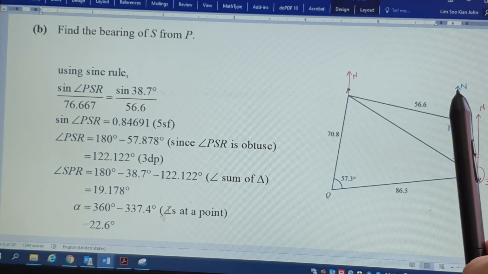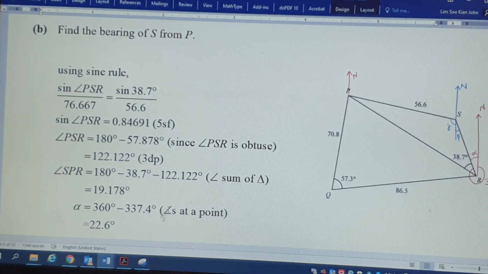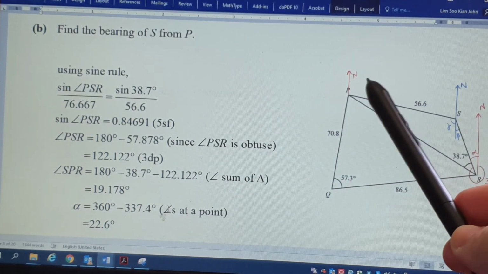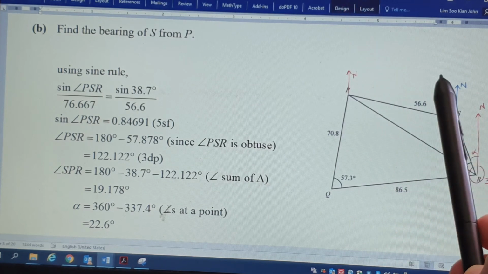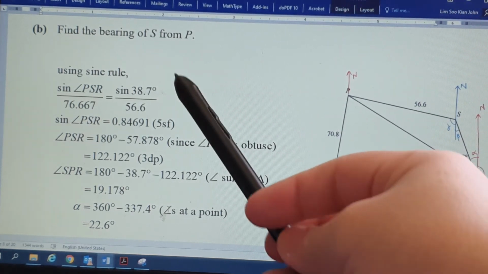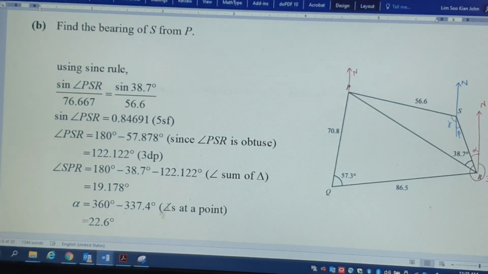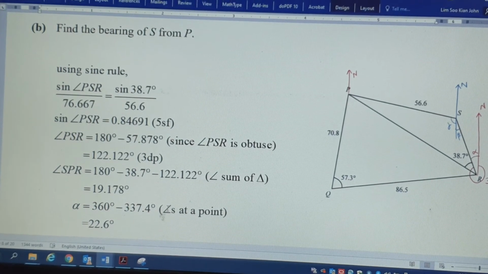Everyone is looking north. You follow? Okay. If you want, you can put N1, N2, N3, but actually not necessary. They are all pointing north. Understand? So if you look at it, what must we find first?